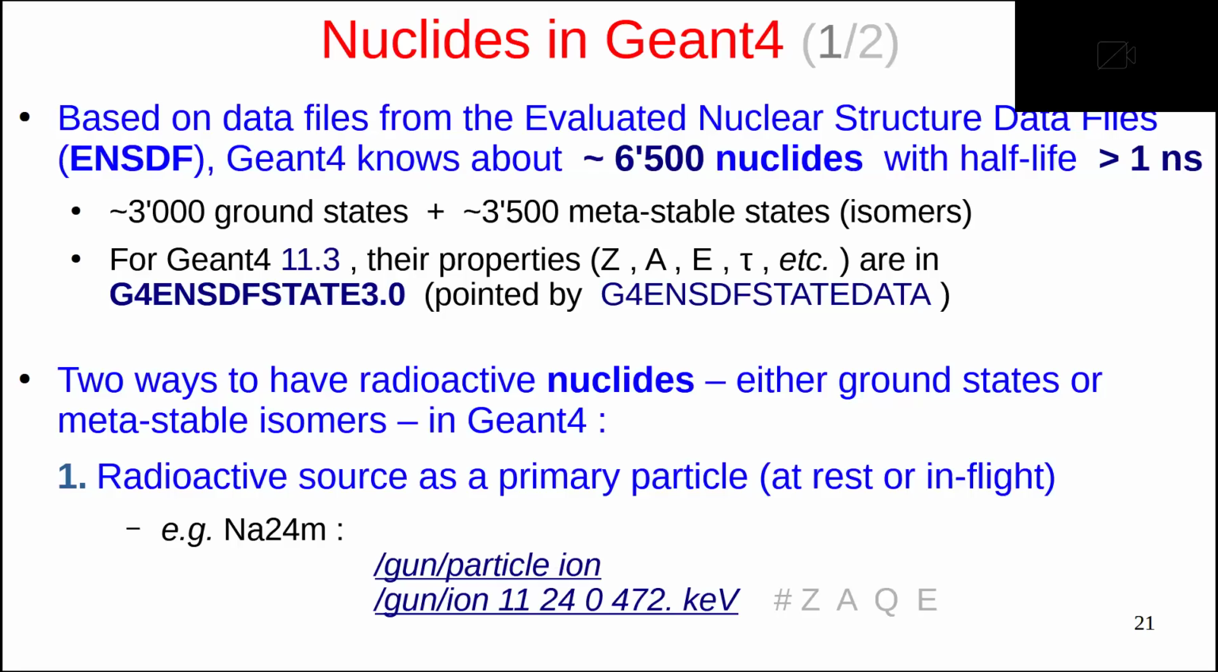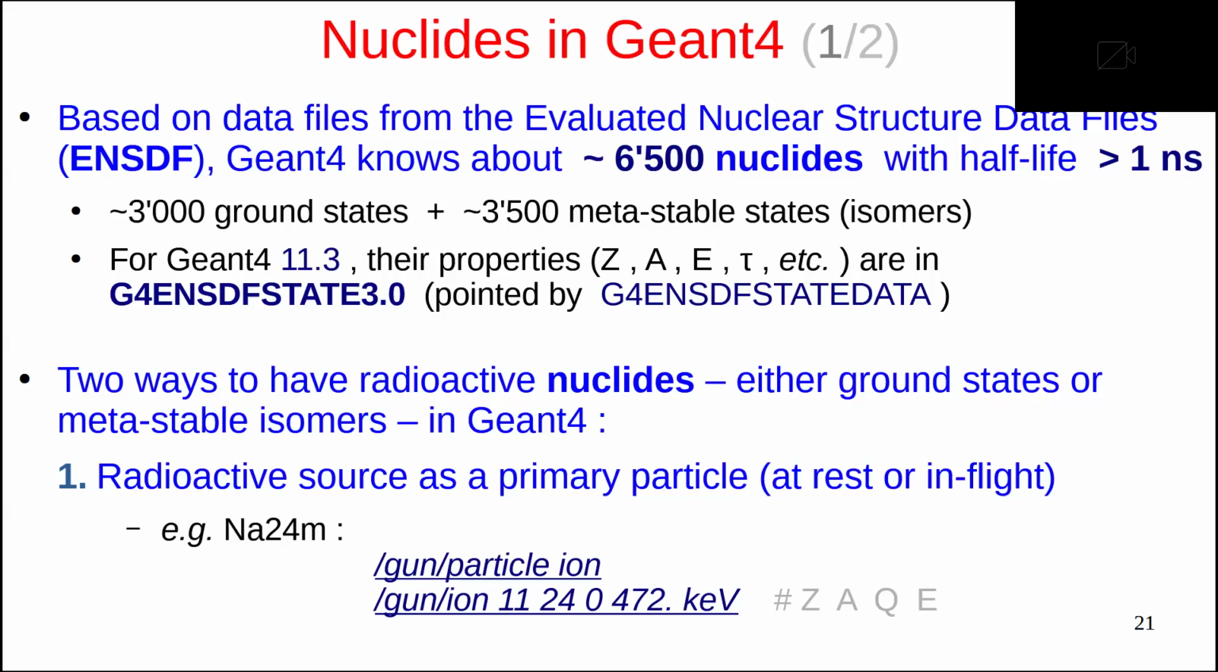And this comes essentially from data files from the Evaluated Nuclear Structure Data File set, which are available. Roughly, there are 3,000 ground states and 3,500 metastable, so-called isomers, which are unstable excitations, if you want, of nuclei, but resisting somehow. In that sense, they are called metastable because they have a lifetime greater than 1 nanosecond, which is not negligible in the world of strong interaction. Resisting more than 1 nanosecond is a lot.